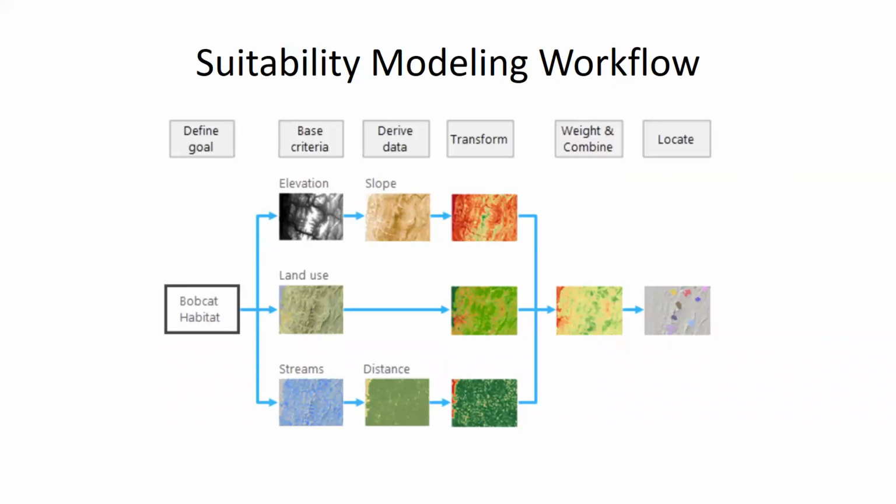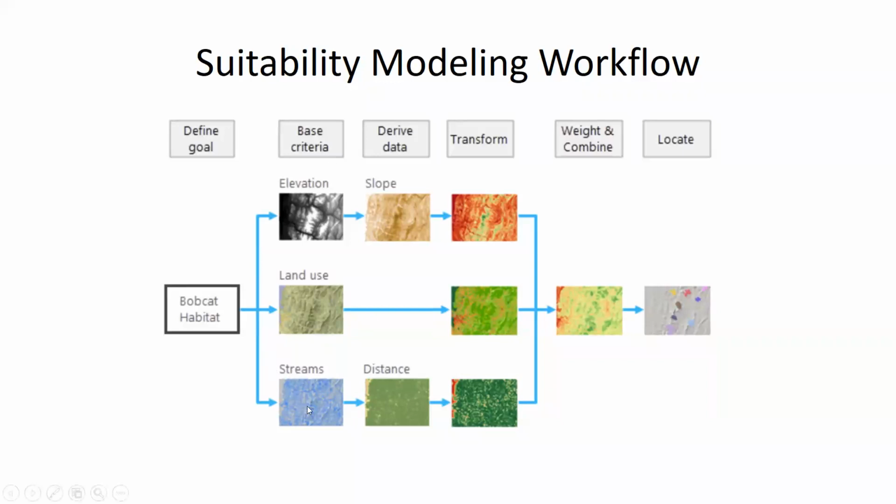For what are you looking to find suitability, right? Here I have an example from the natural sciences, and that is for bobcat habitat. We know that bobcats like hilly areas, so elevation and slope are going to be important. We also know that they have difficulty thriving in urban areas. So land use is important, and also they need access to water, right? So distance to streams is going to be an important component.